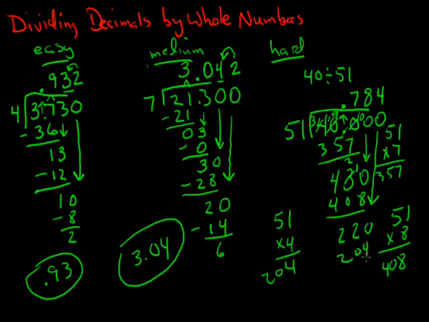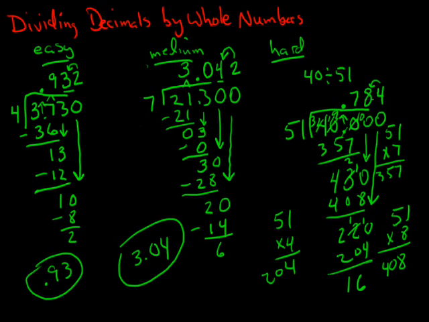I have 204. We're going to borrow from the 2, make it a 1, make the 0 a 10. 10 minus 4 is 6, and I have a 1. So we know that's a remainder, but that's okay. We have accurately divided to the thousandths place. Now we can round to the hundredths.